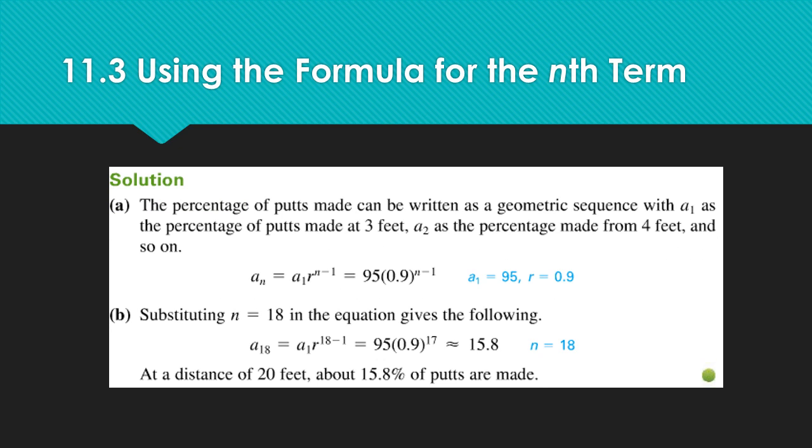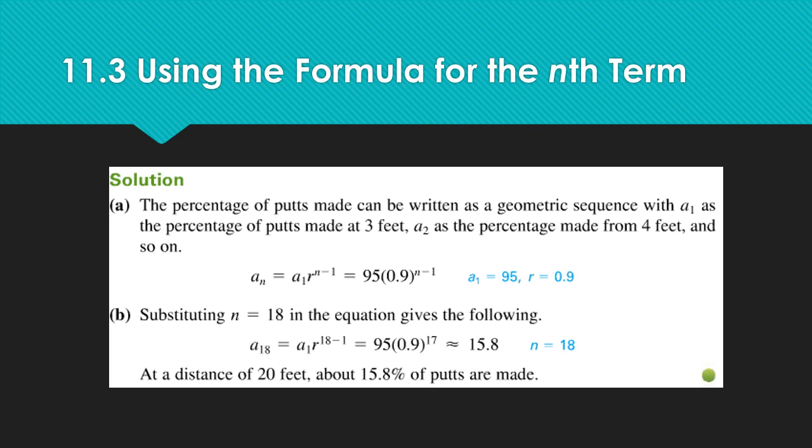So the percentage of putts can be written as a geometric sequence. A sub 1 is going to be the percentage of putts made at 3 feet, and A sub 2 will be 4 feet, and so on. So we have A sub 1 times r to the n minus 1.